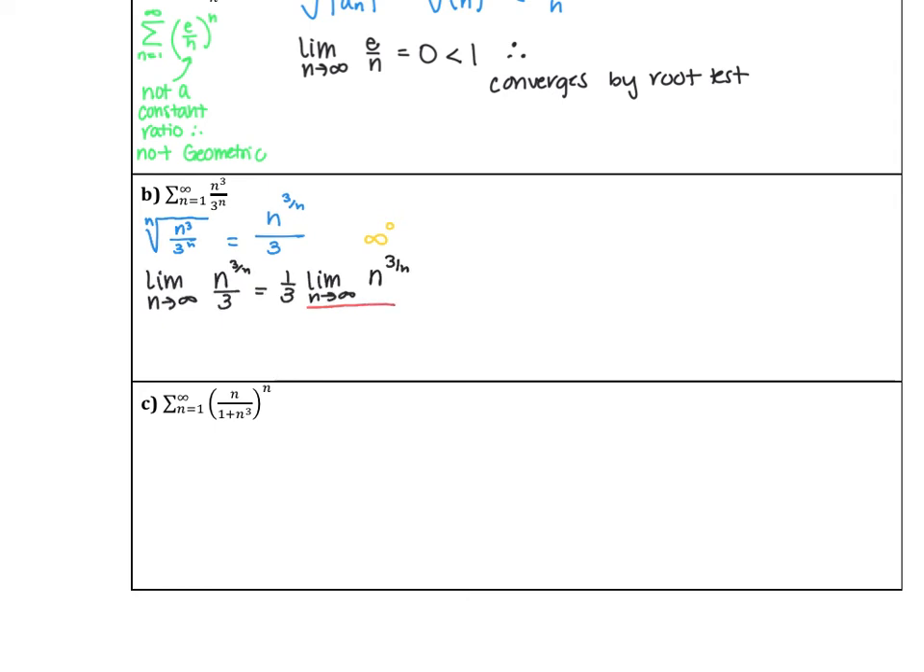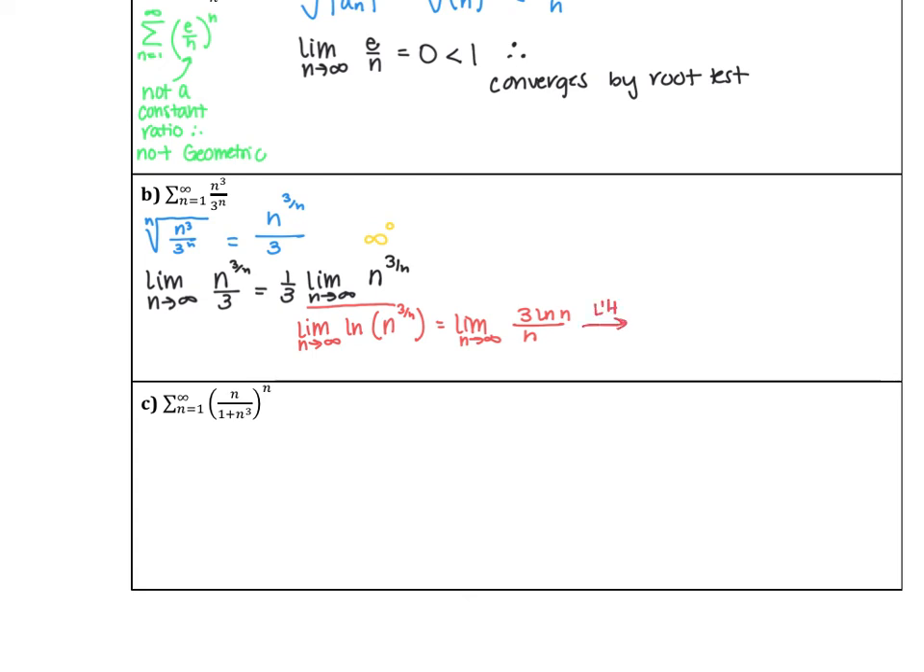Because I have an nth power, I am going to take the natural log of this. So the limit as n approaches infinity of the natural log of n raised to the 3 over n, which equals the limit as n goes to infinity of 3 over n times the natural log of n. I am writing it this way for a reason: when I get it to this form, I would have infinity in the numerator over infinity in the denominator, meaning it is now L'Hopital ready.